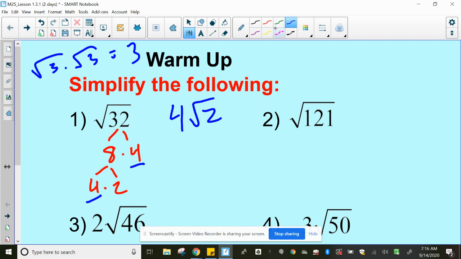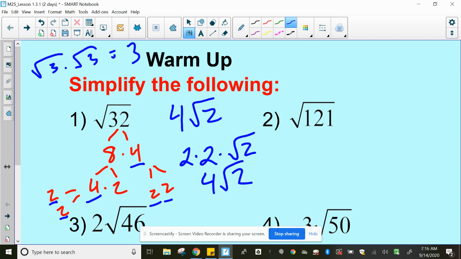You might be thinking, well, why didn't I break down that 4 further into 2 and 2? If I did 2 and 2 and 2 and 2, I would have 2 pairs of 2s. And I would have 2 times 2 times our extra 2 that's left over, root 2, which would still be 4 root 2. So if you broke that down further, you would still get to that same answer of 4 root 2.